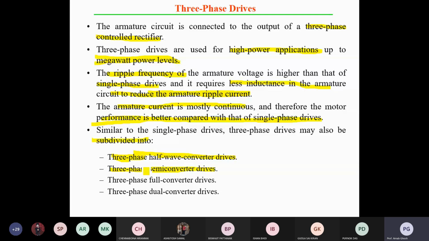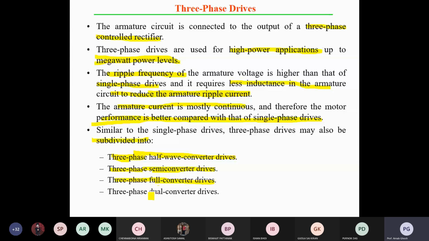Okay, so semi converter means both of the legs of the bridge converter. In three phase there are three legs, and each leg has one controlled device and one uncontrolled device. For the symmetrical configuration, the upper half is totally controlled devices and the lower half is totally uncontrolled devices like diodes. Then three phase full converter drives: in each stack, both of the switches are controlled.